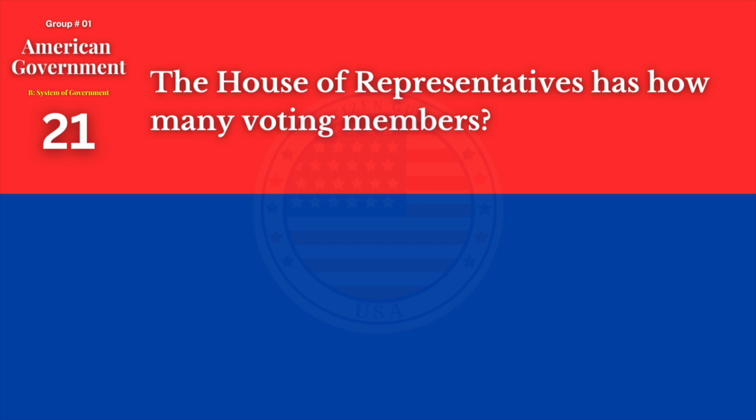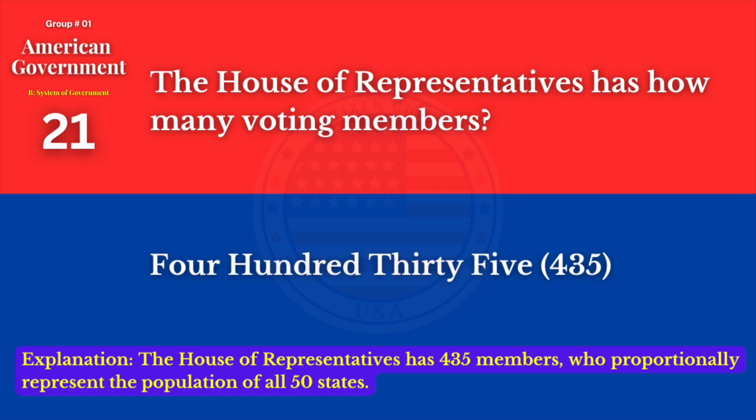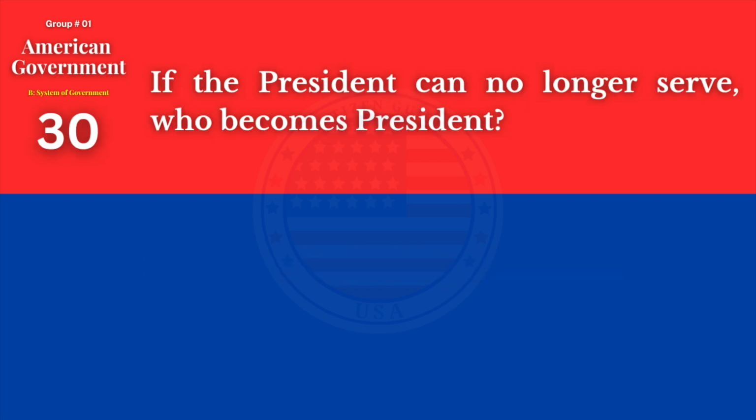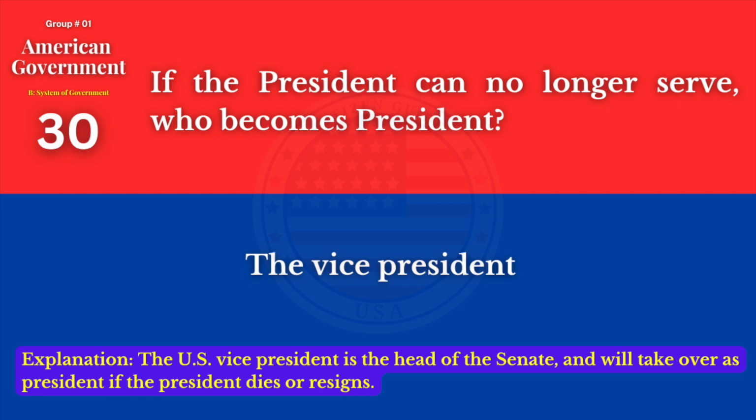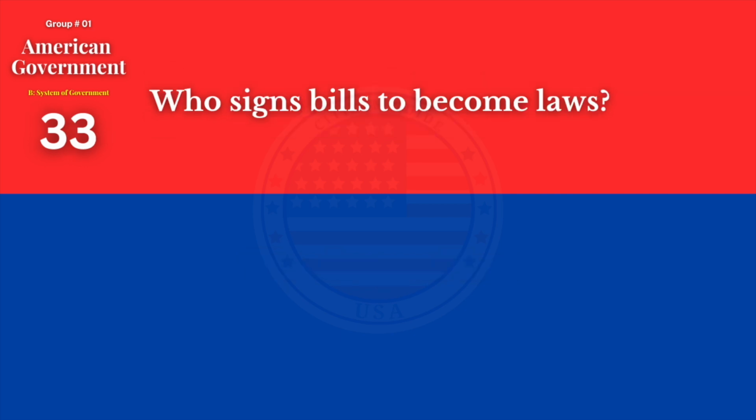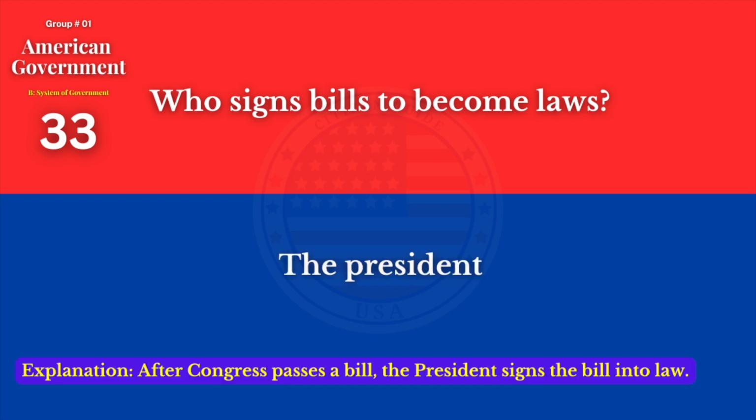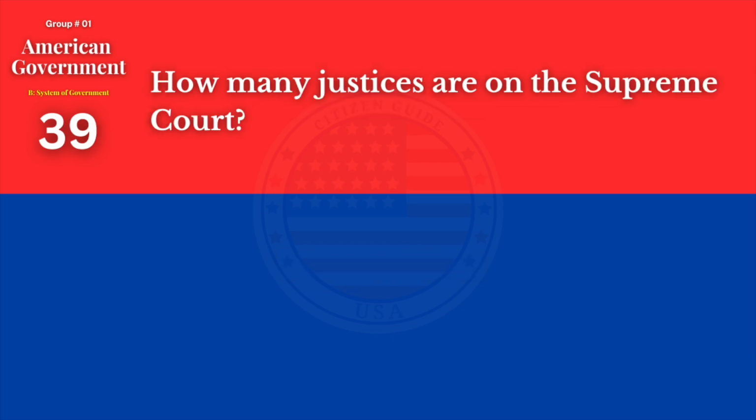The House of Representatives has how many voting members? 435. If the president can no longer serve, who becomes president? The vice president. Who signs bills to become laws? The President. How many justices are on the Supreme Court? 9.